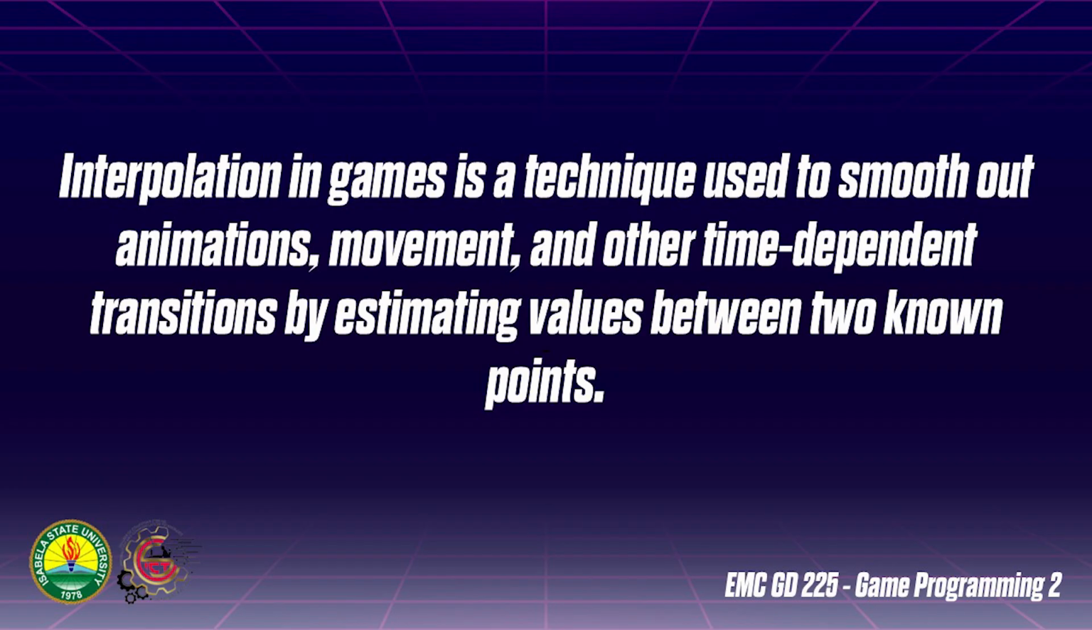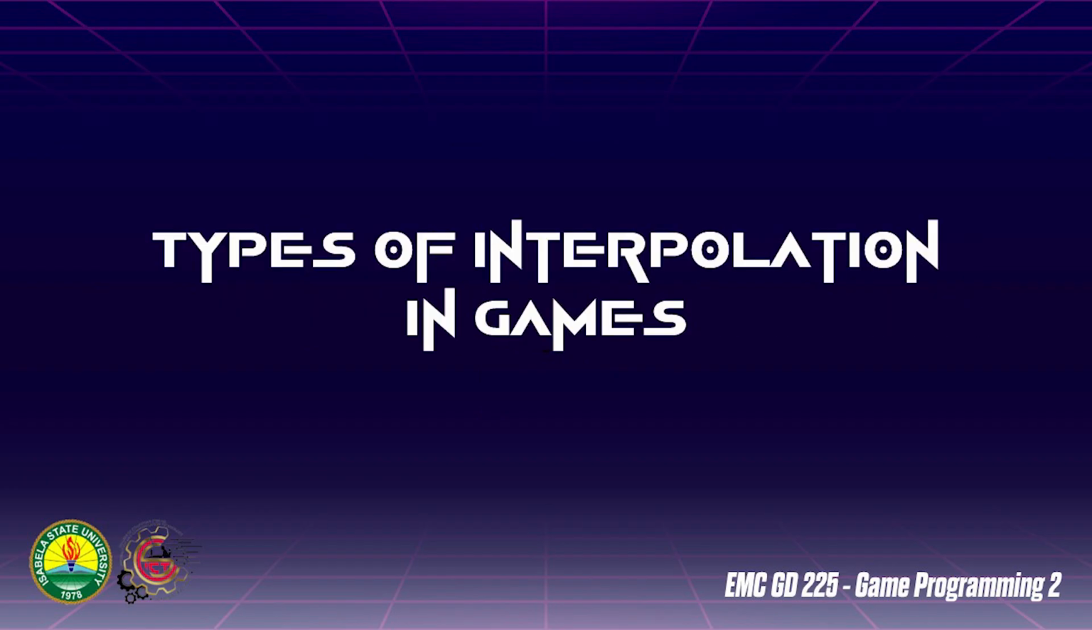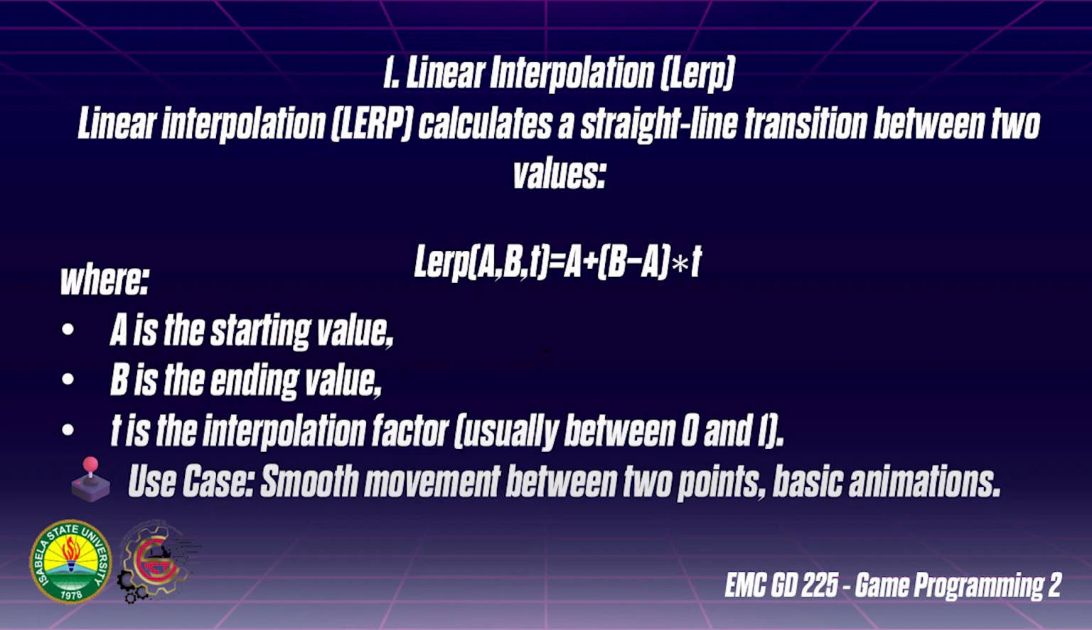two known points. It helps to create fluid motion and compensate for variation in frame rate or network latency in multiplayer games. Types of interpolation in games. Number 1. Linear interpolation. Linear interpolation calculates a straight line transition between two values, where A is the starting value, B is the ending value, T is the interpolation factor, usually between 0 and 1.